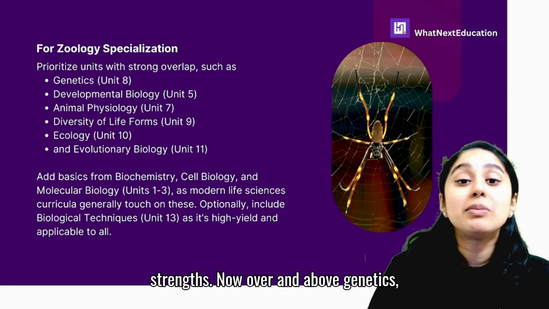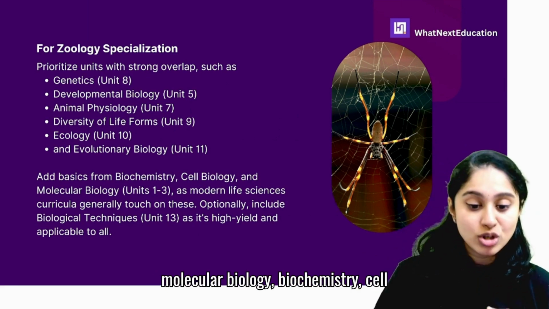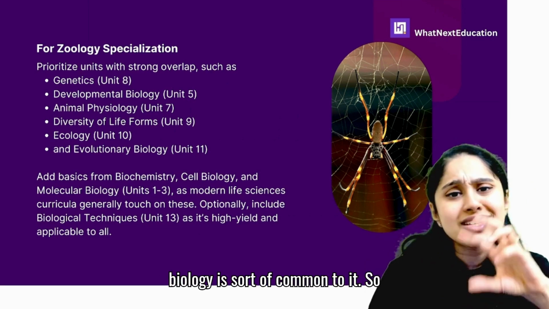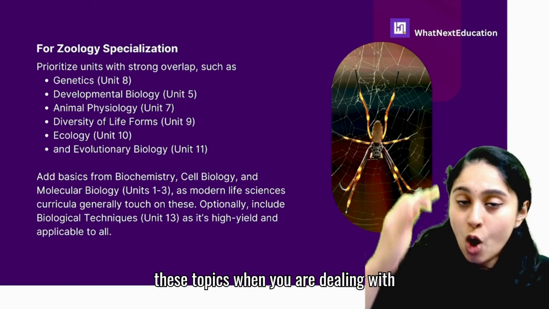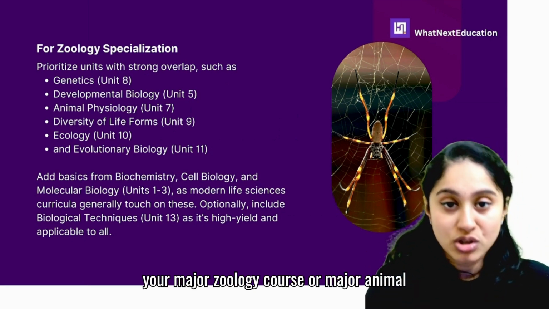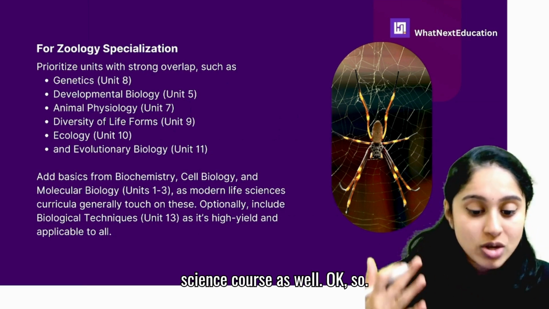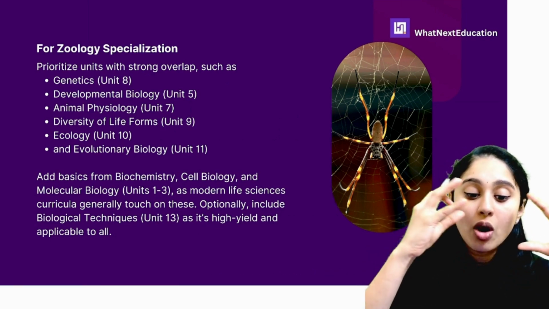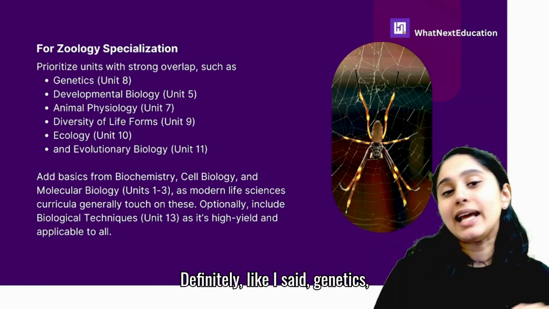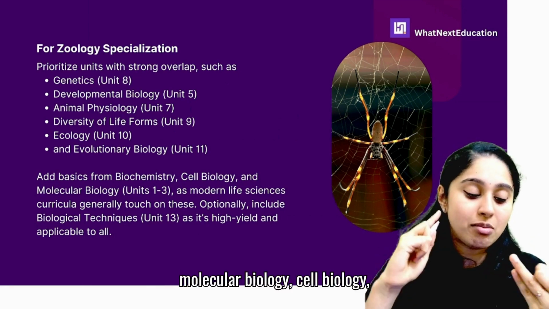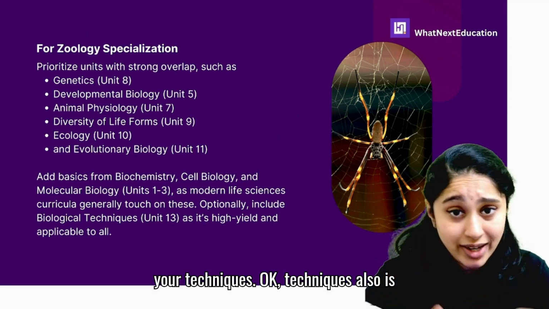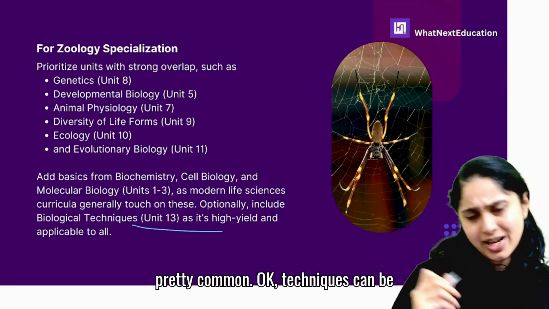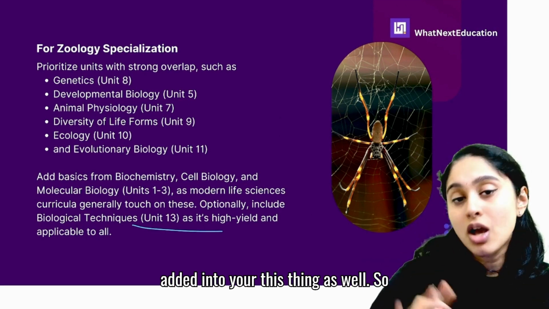Now, over and above, genetics, molecular biology, biochemistry, and cell biology are sort of common to it. So, definitely you would have touched upon these topics when you are dealing with your major zoology course or major animal science course as well. Okay, so definitely, like I said, genetics, molecular biology, cell biology, your techniques. Okay, techniques also is pretty common. Techniques can be added into this as well.